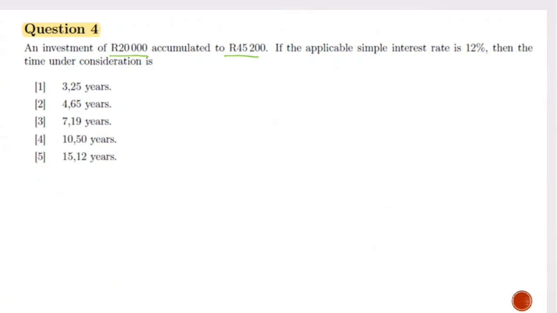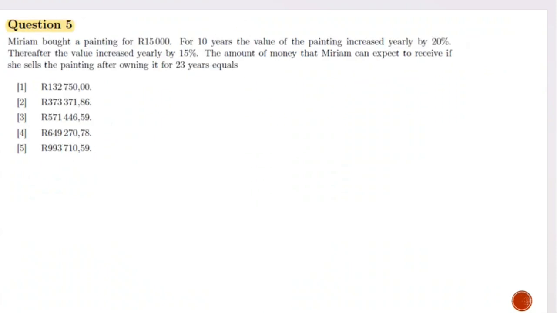So here you've got an investment P. You've got an accumulated amount, which is S. Here you've got a simple interest. Okay, you are looking for your T. So you just substitute and find your answer. It's a simple interest formula. So I'm not going to be looking at this one because we are only left with few moments. Okay.